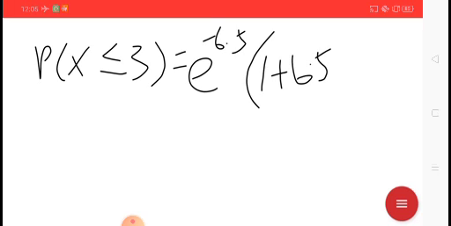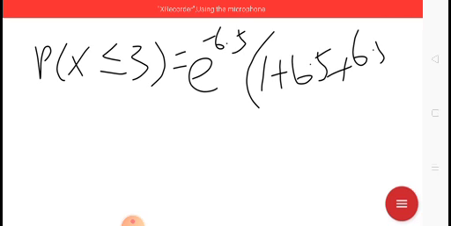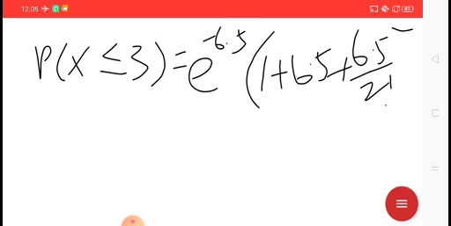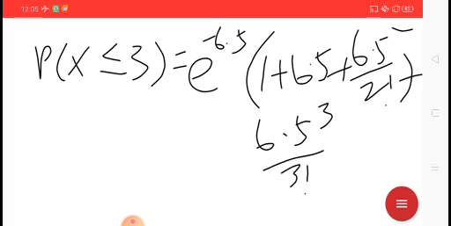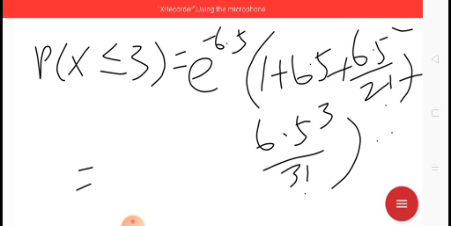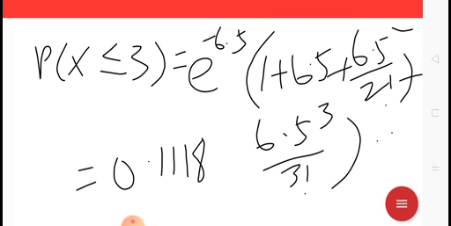6.5, 6.2 to the power of 2 factorial, and the last one plus 6.3 to the power of 3 factorial. Okay, so if you cannot remember the formula, don't forget, open the formula booklet, have a look, all the things are inside. So once you have this is equal to, you can calculate, and this is equal to 0.1118. You may have other things at the back.